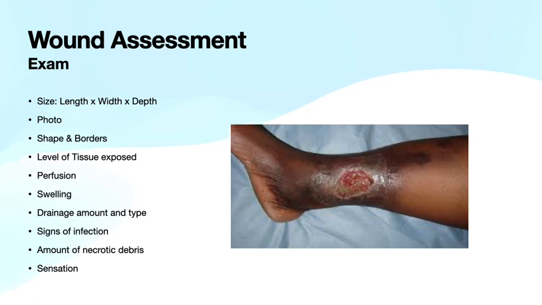The level of tissue exposed is important to take note of. Most of our wounds will go down to the subcutaneous tissue level, but if you do have muscle or bone exposure, that denotes a more severe wound and requires special interventions. Getting an assessment of perfusion is much more reliably done with diagnostic testing, but you can get a sense for it on physical exam. Obvious signs would be dry gangrene for lack of perfusion, or if you had a cold foot, or there's a lot of pain, or you can't feel pulses.